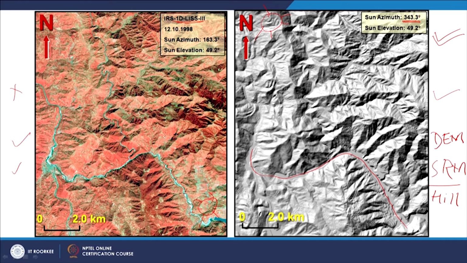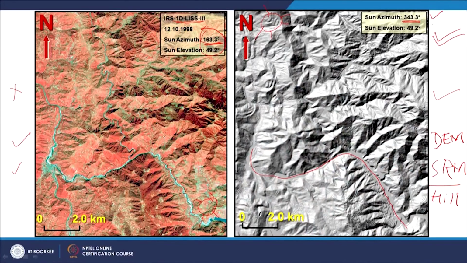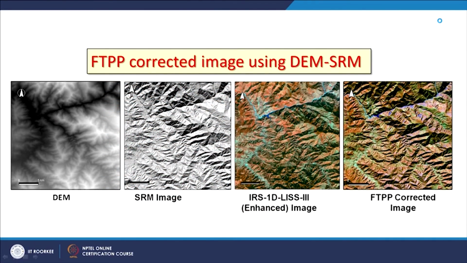Because I wanted to get rid of FTPP, I have chosen this, which is just opposite, 180 degree opposite of the sun azimuth here. But if you want to solve some other problems, then you may choose any angle, and using these two angles you can create a 3D perspective view like this. So this is what you are seeing here.